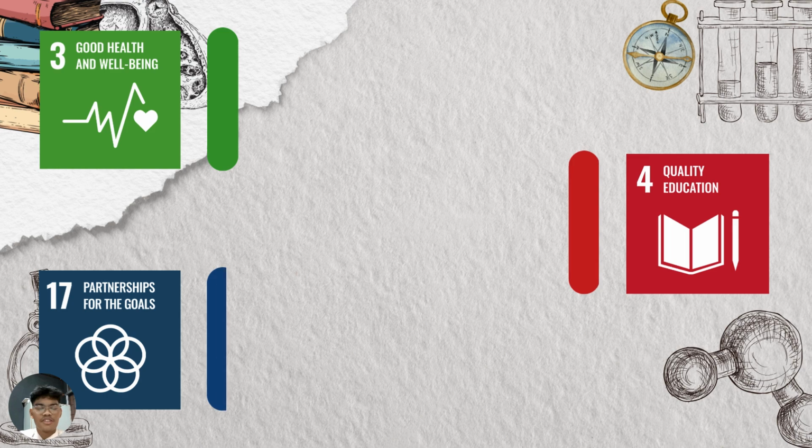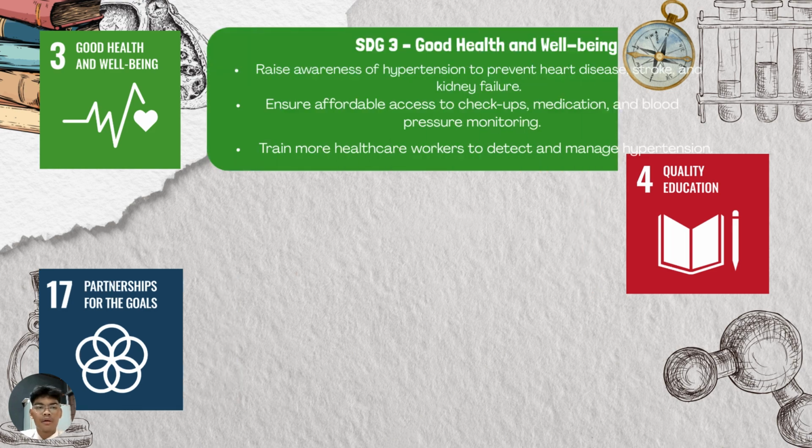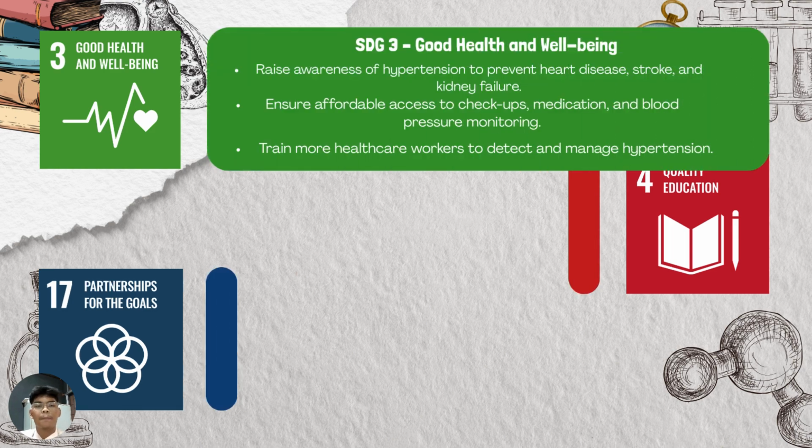Let's get into our SDGs first. First one is SDG 3, good health and well-being. Raise awareness of hypertension to prevent heart disease, stroke, and kidney failure. Ensure affordable access to checkups, medication, and blood pressure monitoring. Train more healthcare workers to detect and manage hypertension.